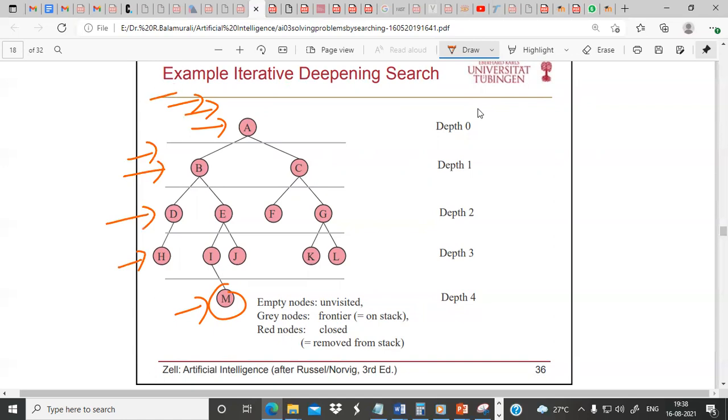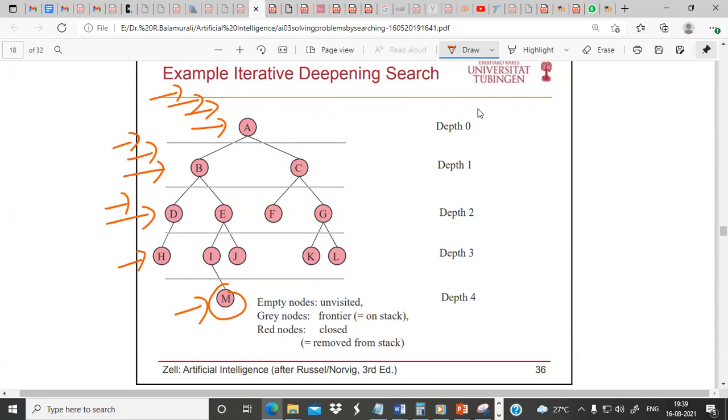But again, the algorithm will start from the beginning. Now the root node will be checked for 4 times. The nodes at depth 1 will be checked for 3 times. The nodes at depth 2 will be checked for 2 times. The nodes at this depth will be checked for 1 time. Now if the goal is not available here, again the depth limit will be increased.